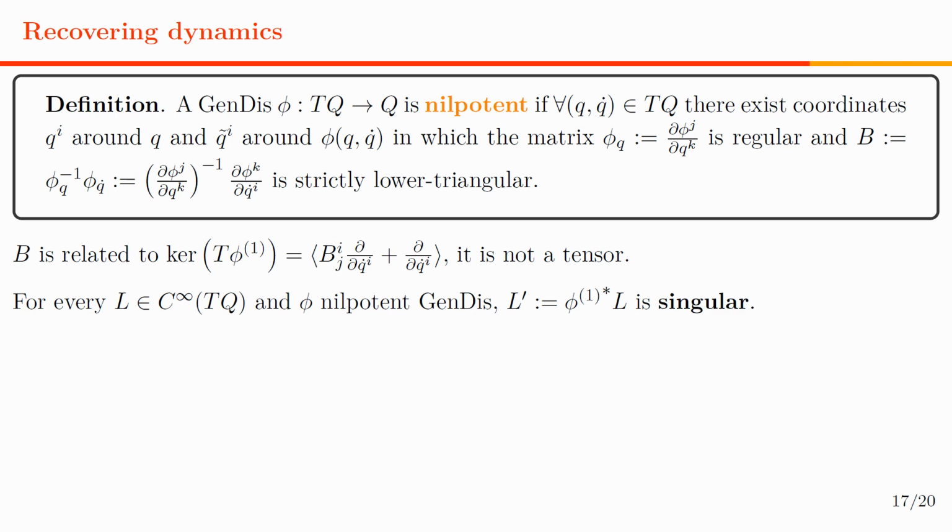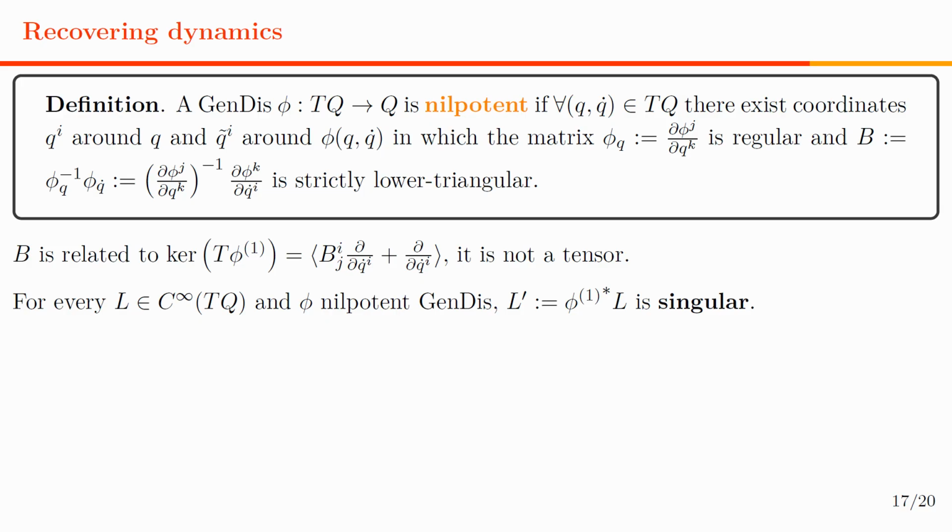Now, we would like to understand how general these features are, and we have found a sufficient condition for this to hold, namely this definition of nilpotency, which is a system of coordinates in which this matrix C is regular, and this object B is strictly lower triangular. Now we are still trying to understand the geometric nature of this object, which is related to the kernel of the tangent of the first lift of the disformal. Its coefficients transform as the inverse of a connection coefficient, but we are trying to relate it to the nilpotency of some algebra constructed out of this kernel, but we are still working on it.